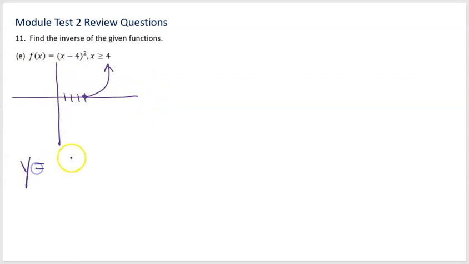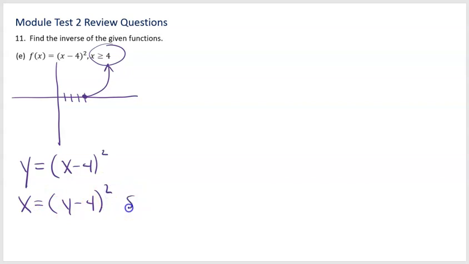Remember, first step, rewrite it as y equals (x minus 4) squared. You don't have to worry about writing the restriction down. The restriction is handled in the very beginning, like we just did, and at the very end, and we'll talk about it when we get to the end. Okay, so y equals (x minus 4) squared. I'm supposed to switch x and y first, right? x is equal to (y minus 4) squared. And now I have to solve for y.